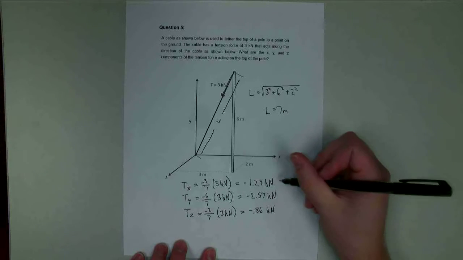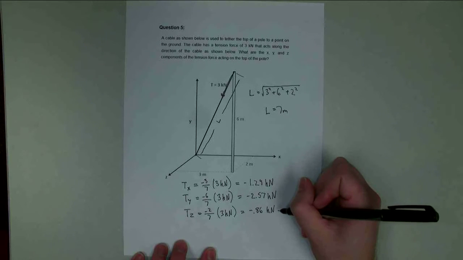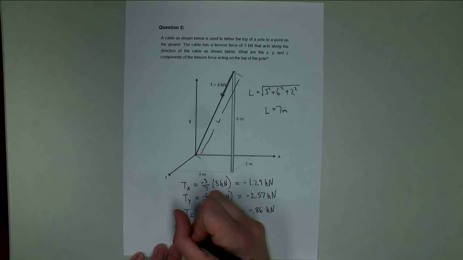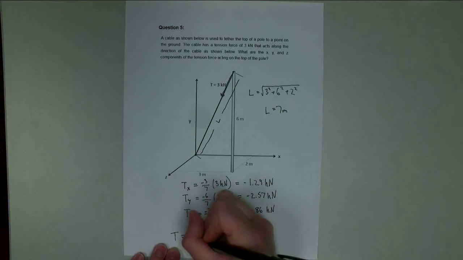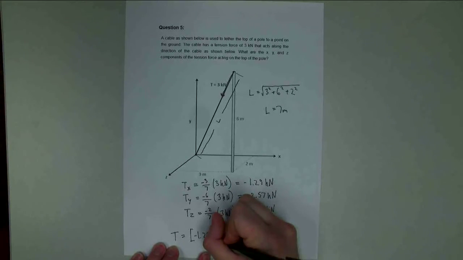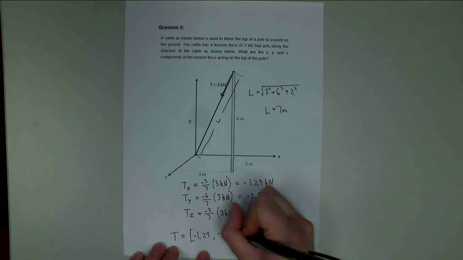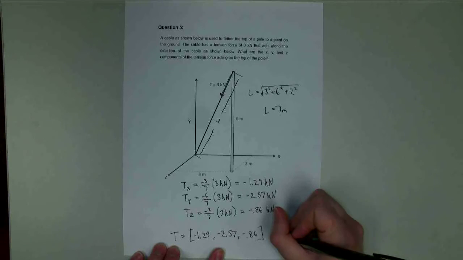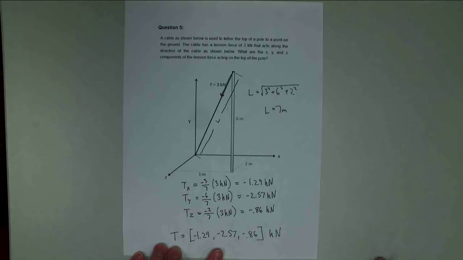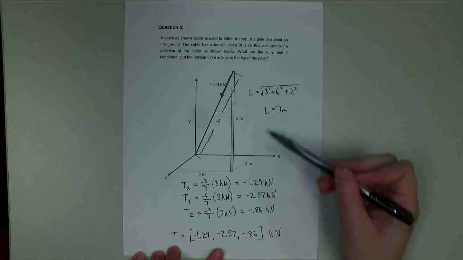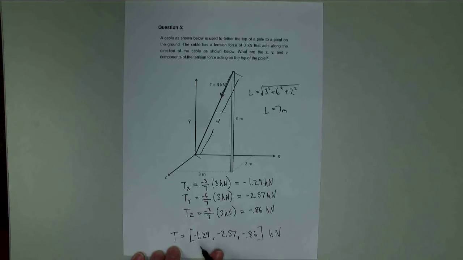Alright, so now I've got the x, the y, and the z components of my tension force up here. So I can rewrite this in vector form. So that tension force is equal to -1.29, -2.57, and -0.86. The units are going to be kilonewtons. So with that, we've broken our magnitude, and we kind of had the direction through these dimensions. We've broken that down into x, y, and z components for our force vector.